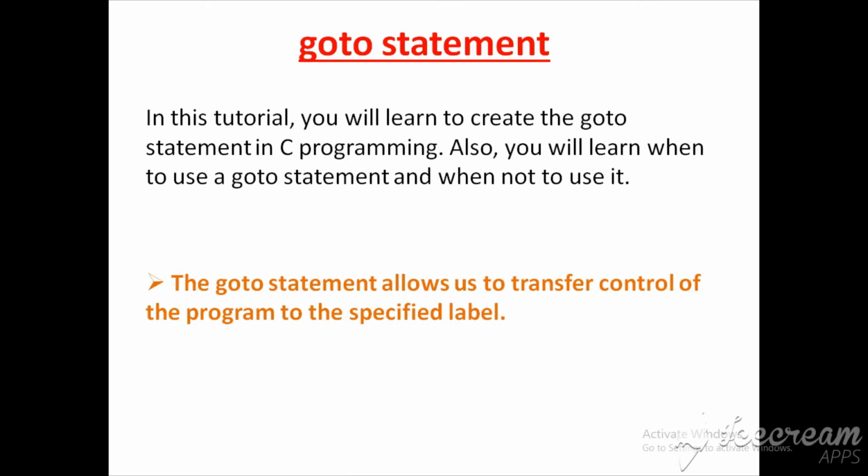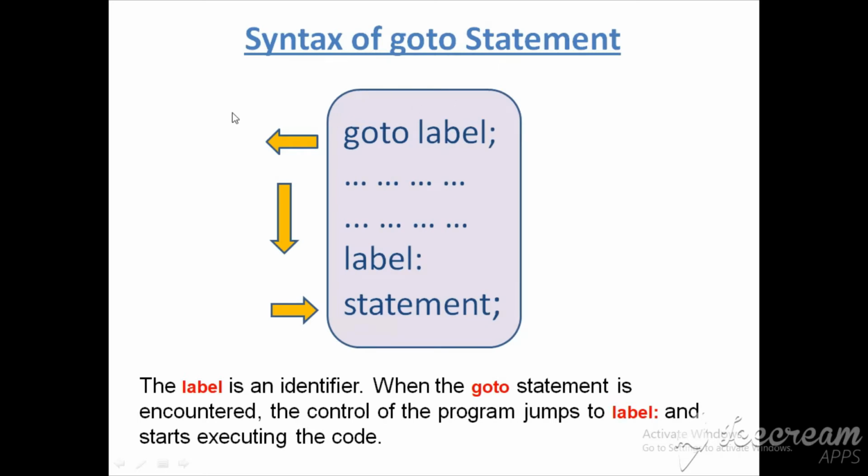So this is the definition of the goto statement. You have to remember this definition very carefully. The goto statement allows us to transfer control of the program to the specified label. So it helps us to transfer the control of the program. By using this goto statement, we can control the flow of the program and we can jump anywhere in the code. Next, here is the syntax of the goto statement.